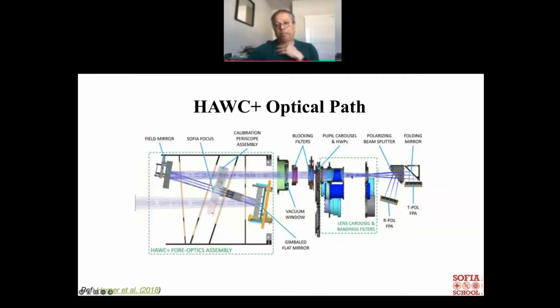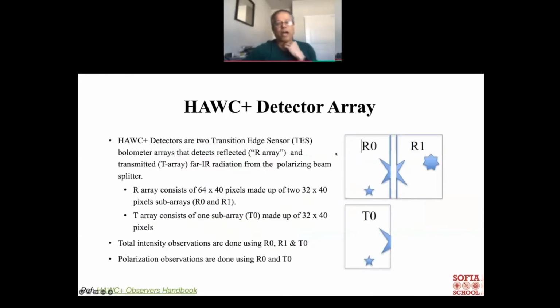Once the radiation passes through it, it gets split by a polarizing beam splitter, and then it impacts your detectors, two detectors. One is reflected radiation and one is transmitted radiation. We call these the R and the T array, the reflected array and the transmitted array. And the detectors in HAWC are a little bit different from what you may know, like you may have worked with CCDs. But for HAWC, they are transition edge sensor bolometers.